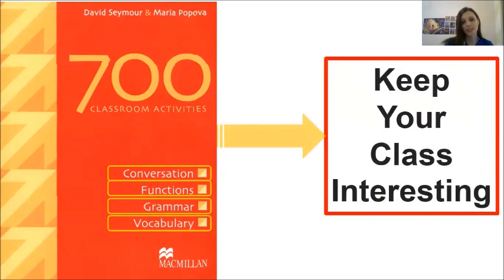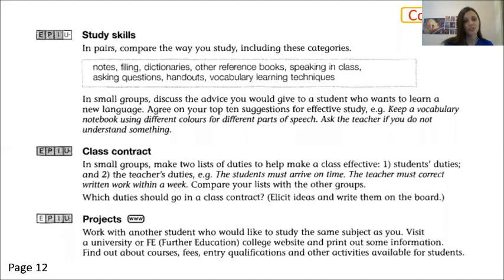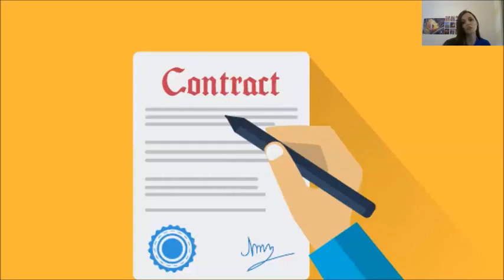Let's take a look at each section of this book and understand what kind of activities we can implement in our class. From the conversation section, we can take a class contract activity. This activity we can usually implement at the beginning of the first semester during our first lesson. We can divide our class into small groups and then ask students to write about their duties and the teacher's duties. At the end, they have to compare their lists with other groups.